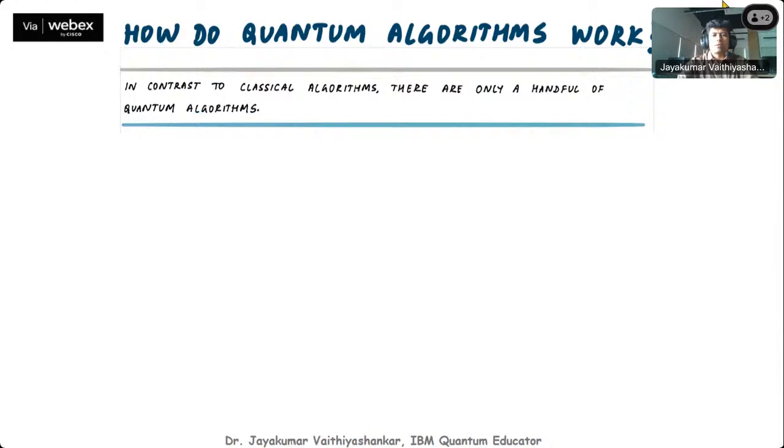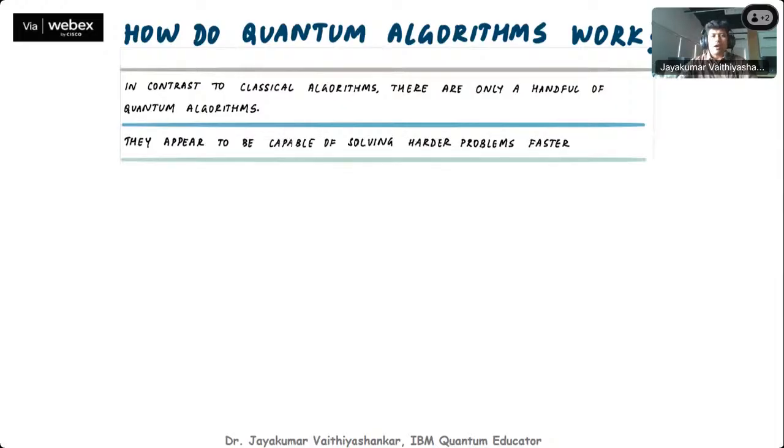So how do quantum algorithms work? In contrast to classical algorithms, there are only a few quantum algorithms, so our learning will be very narrow compared to classical. Very few quantum algorithms exist. They appear to be capable of solving harder problems in a faster way. This is the whole theme of quantum. Whenever you have a harder problem, only then go for quantum. If your problem is solvable by your classical computer, don't go for quantum. It is a waste of time.